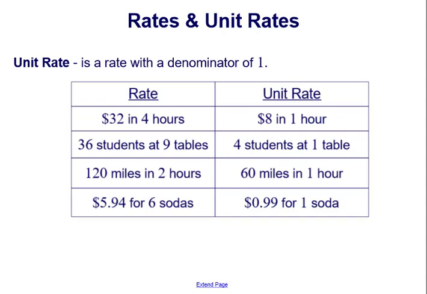A unit rate is a rate with a denominator of 1. So we can see in this table below that we are comparing random rates to specifically a unit rate. We can see the difference with that second thing we're comparing is always going to have that unit of 1. So we have $32 in 4 hours versus $8 in 1 hour.